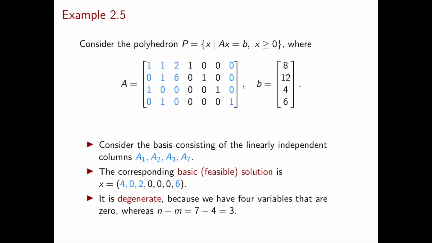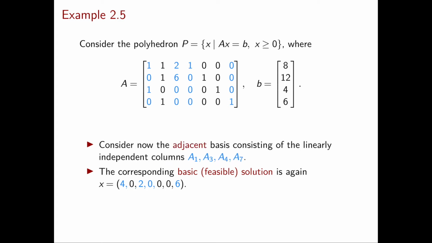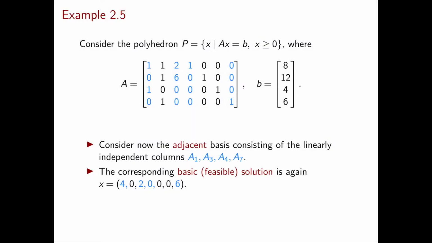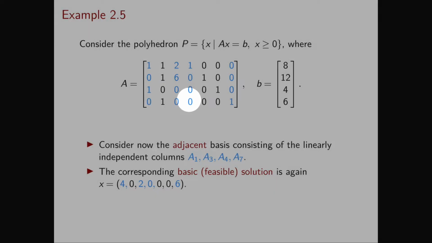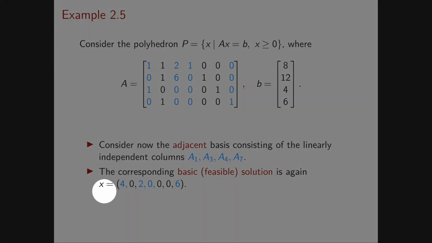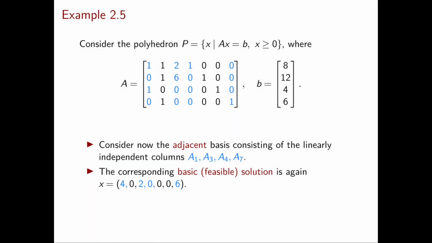Let's consider now a different basis for the same example. Now I select the linearly independent columns A1, A3, A4, and A7, which are again highlighted in blue. By the way, this basis is adjacent to the previous one, because in order to obtain it, I simply swapped the second column with the fourth. The corresponding basic solution, you can check, is this vector x over here, which is (4, 0, 2, 0, 0, 0, 6). This is exactly the same solution that we obtained with the previous basis, and we've already seen that this basic feasible solution is degenerate.